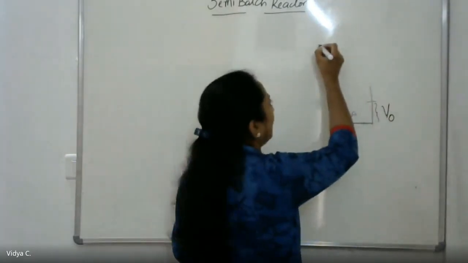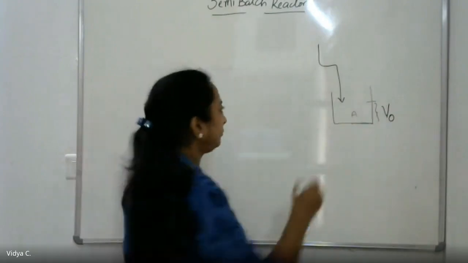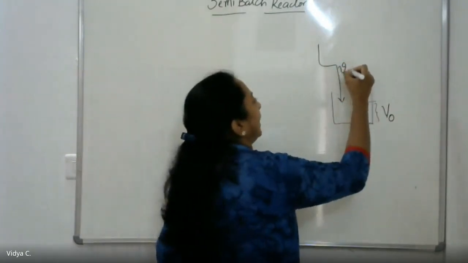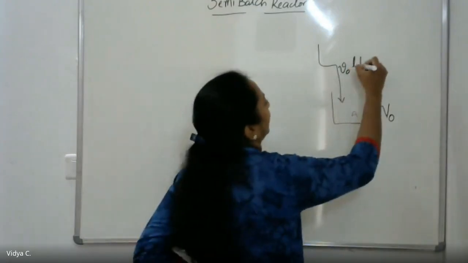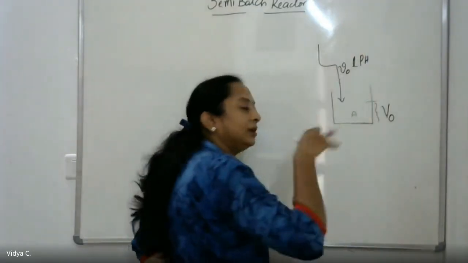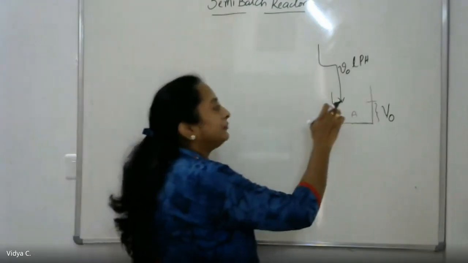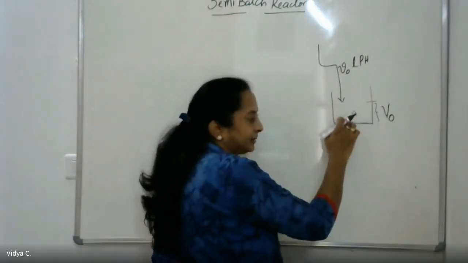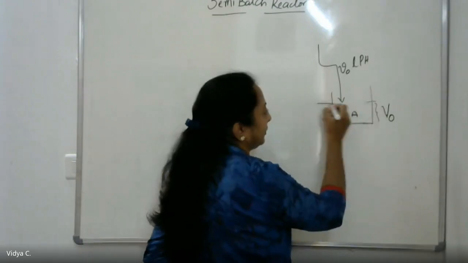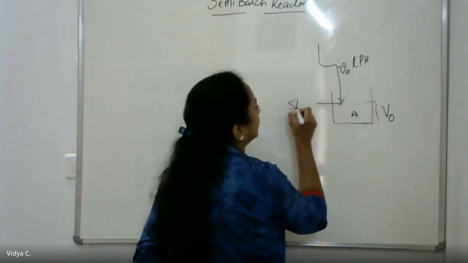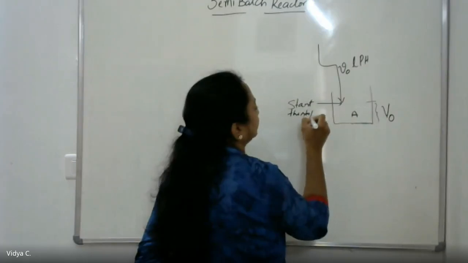Now another reactant should enter continuously, and let this enter at a certain flow rate v0, let me say v0 liters per hour. And when the first drop enters the content which is already present in the reaction mixture, at that point I'll start the stopwatch. We have to start the stopwatch.